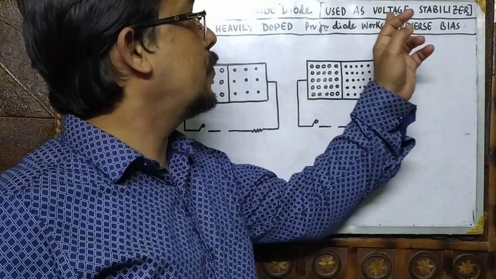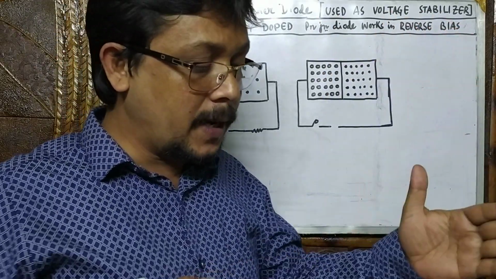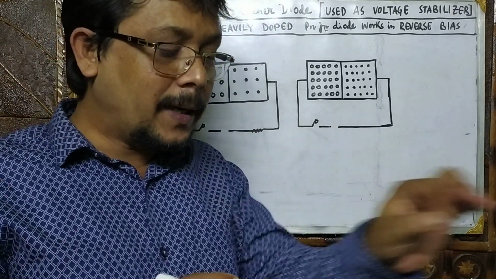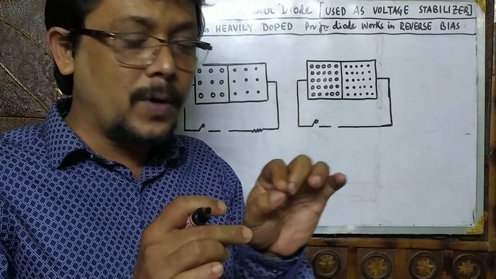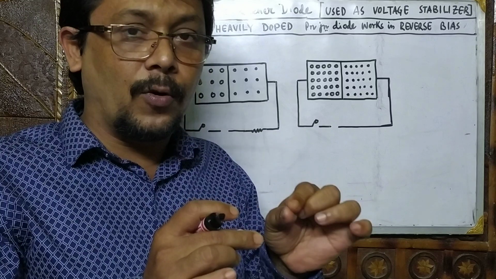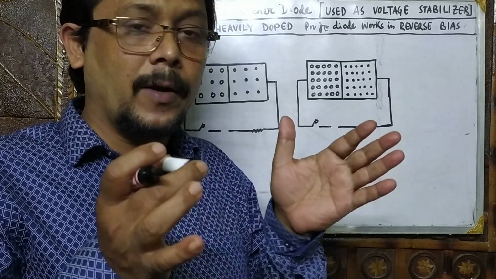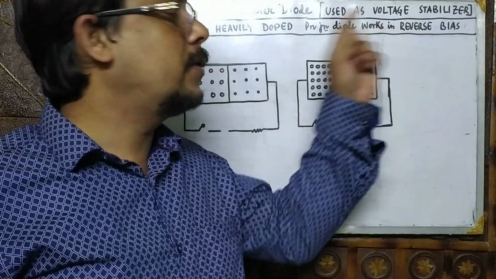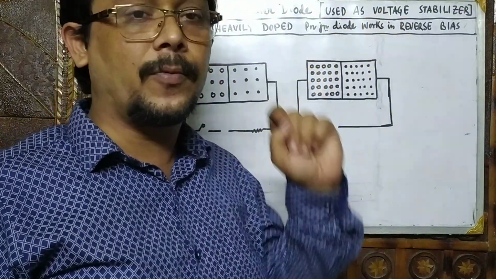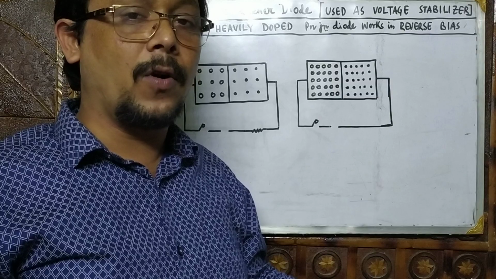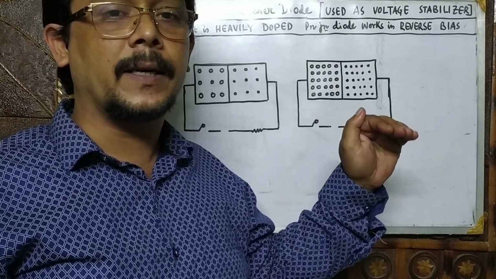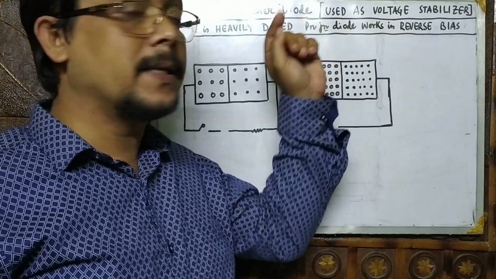Actually we use it as a voltage stabilizer, because suppose in a circuit like a TV circuit, at several small places we have to supply some steady voltage. That means we need a voltage stabilizer. At each and every place we cannot put a big stabilizer. We use the Zener diode because it stabilizes the voltage. Current may increase a lot, but the voltage remains constant. This property is there in the Zener diode.